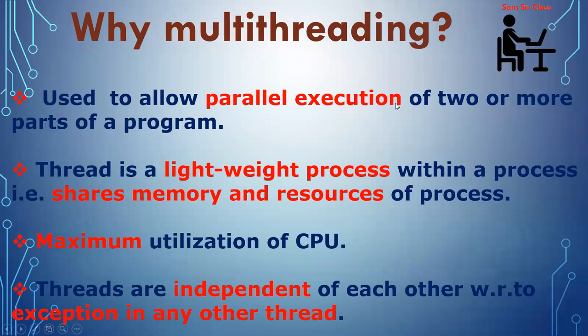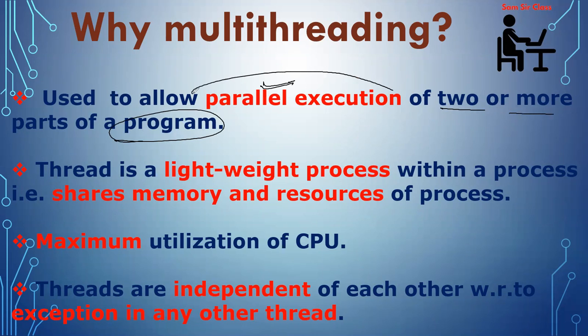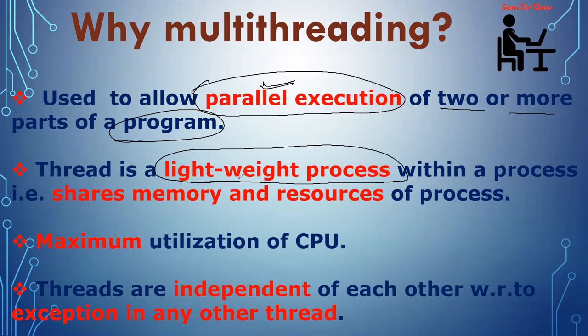So let's discuss why multi-threading is actually required. Multi-threading allows parallel execution, the most important point, of two or more parts of a program. So a single program is divided into two or more sub-programs for parallel execution. A thread is a lightweight process. This is a very important point. Why is a thread known as a lightweight process? Because threads share all the memory and resources available to the process, like in the example where we divided process 2 into a number of threads.